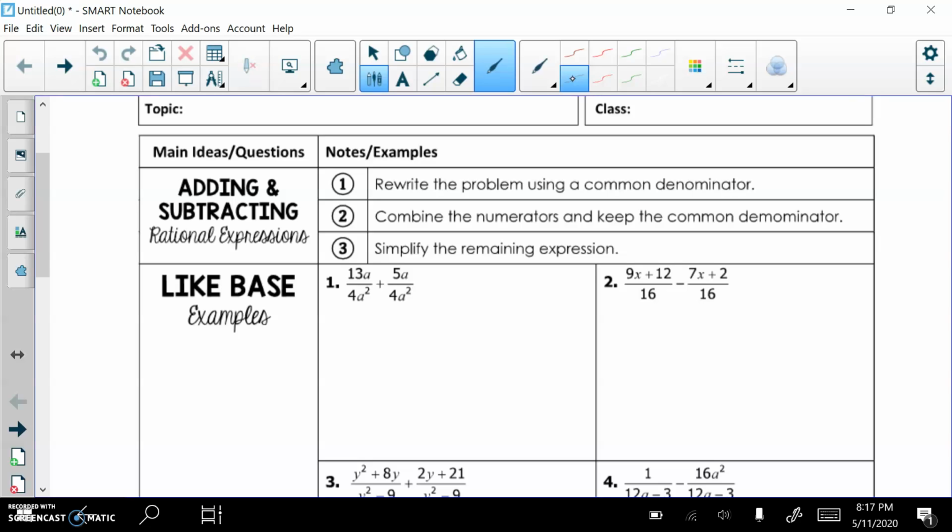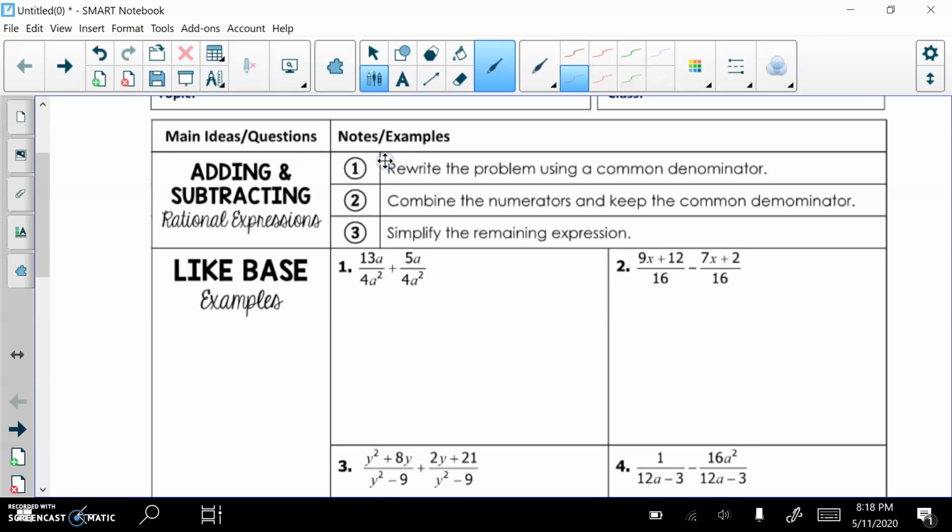We are going to add and subtract rationals. Now, the reason adding and subtracting comes after multiplying and dividing is that with fractions, adding and subtracting is usually worse because you have to have common denominators, whereas when you're multiplying and dividing, you can pretty much just do anything you want. So you've got your three rules here.